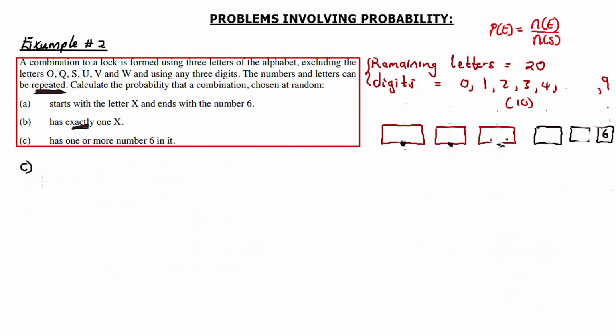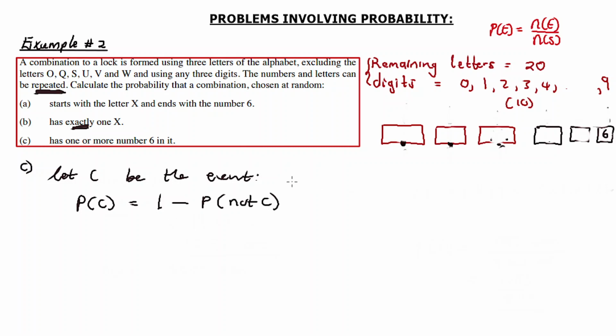Now, from our probability laws, let C be the event taking place, right? So the probability of C taking place is equal to 1 minus the probability of not C happening. This is a probability law from grade 10, right? Let's apply the probability law, because this is the easiest way around the problem. So we want the probability of not C happening. But first we need the number of outcomes where not C is happening.